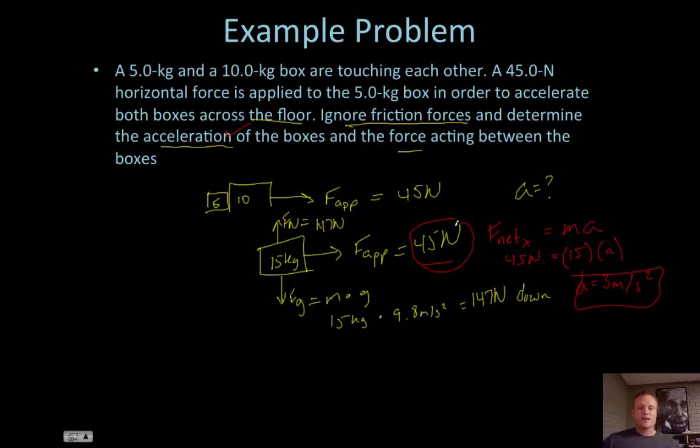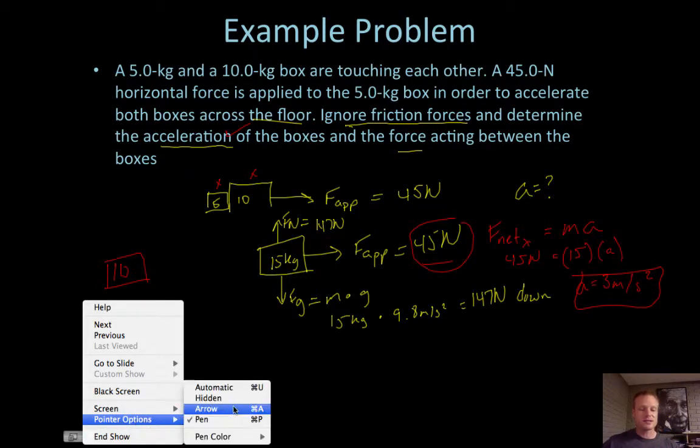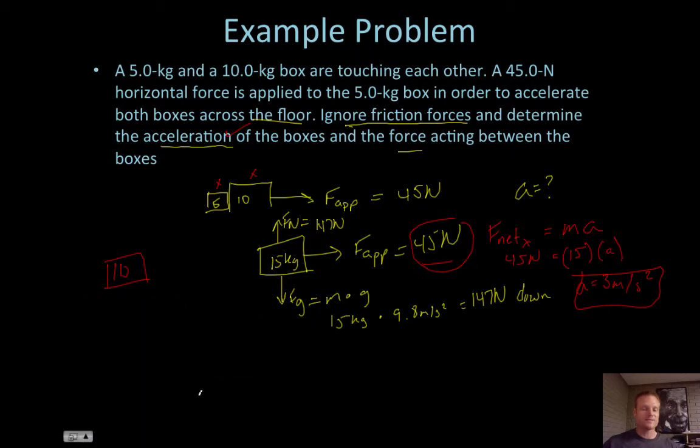The second thing they want to know is what is the force acting between the boxes, okay? And you can choose either box to work with. You can choose the 5 kilogram box or you can choose the 10 kilogram box. I'm going to choose the 10 kilogram box just because there's going to be one less force acting upon it, and I'll explain that in just a second. So here's my 10 kilogram box, and I need to draw a free body diagram dealing with my 10 kilogram box. Let me just change pen colors here real quickly.